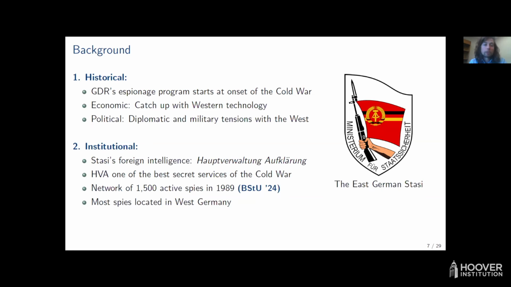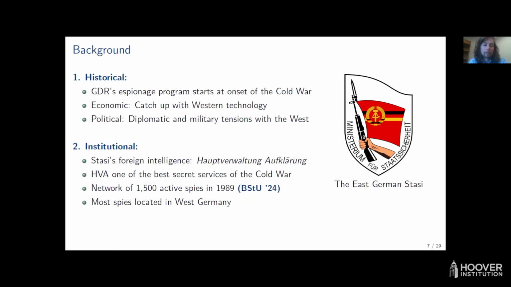And on the political front, these were the diplomatic and military tensions of the Cold War. And here the key goal was to stay ahead in these negotiations, to know, for example, what the West German government was planning, intending, but also its allies.